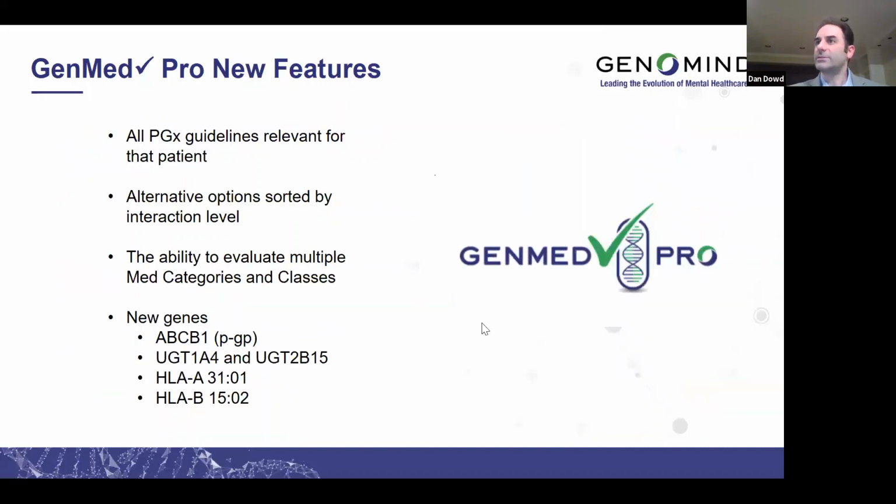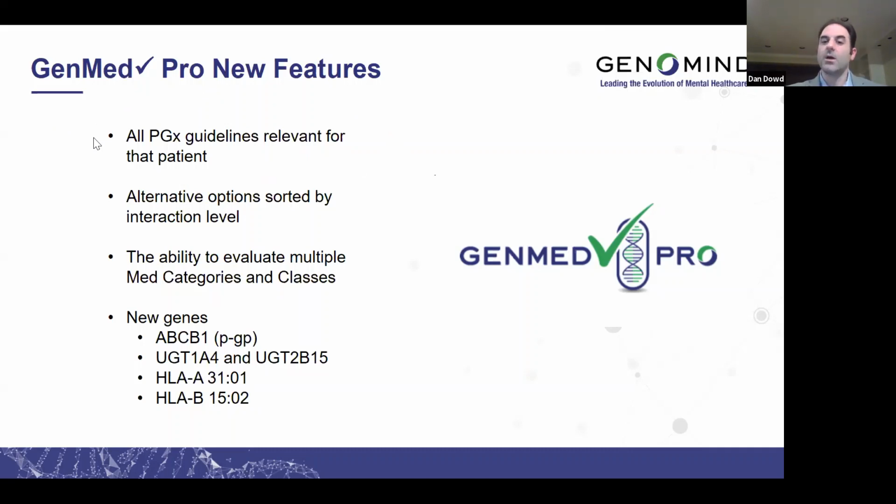Now, the predecessor to GenMed Pro was GDIG, or the Genotypes Drug Interaction Guide. Just this week, just Monday, we rebranded it, relaunched it with a bunch of new features. So I want to address these new features. We have incorporated pharmacogenetic guidelines into the tool.